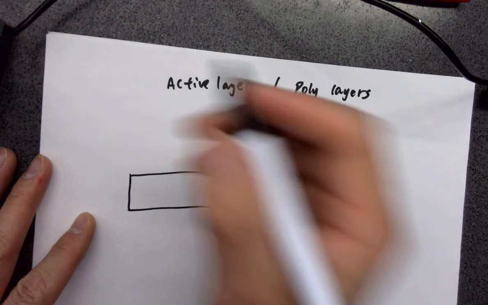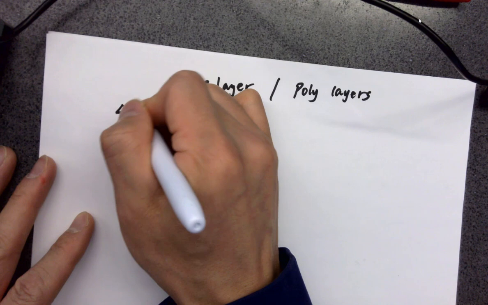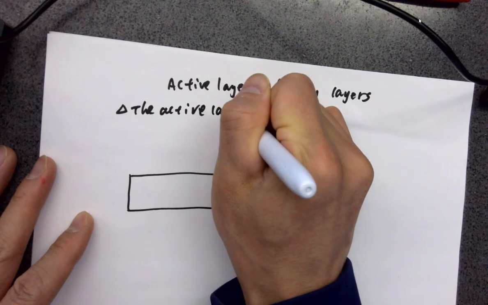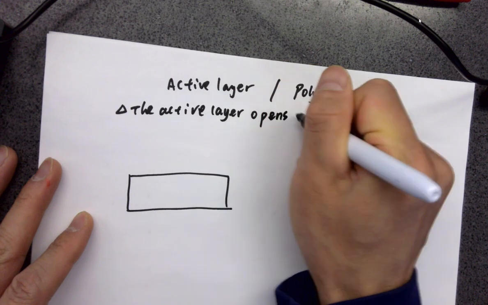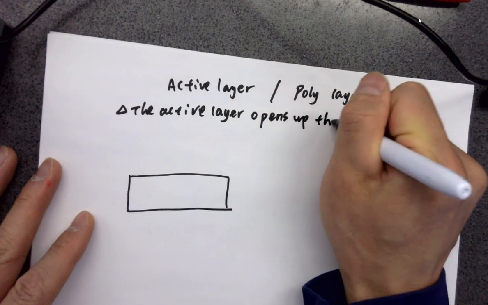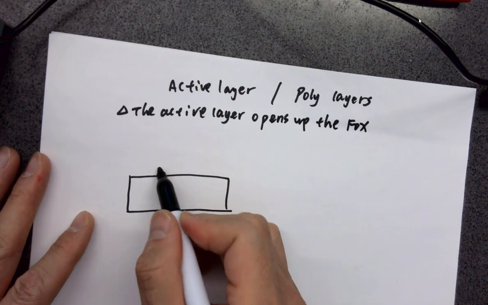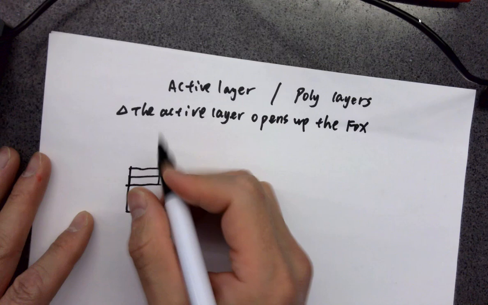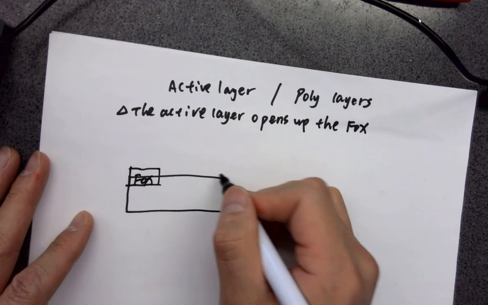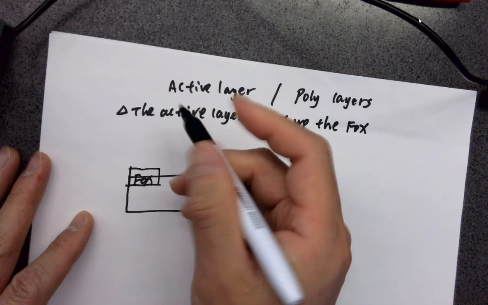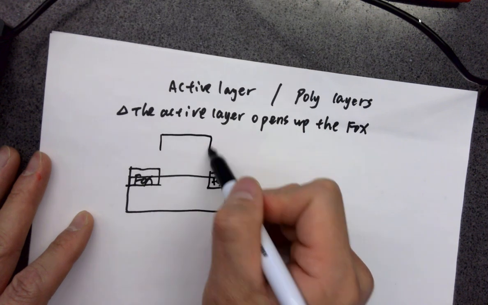So active layer opens up the flux. Which means you used to have a homogeneous layer of the flux deposited on the top of the P sub, and this active layer is going to open up a window on the top.